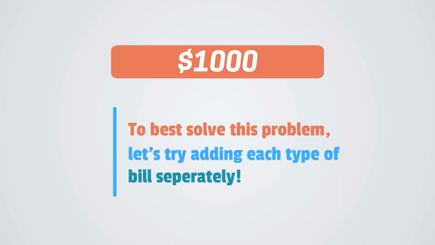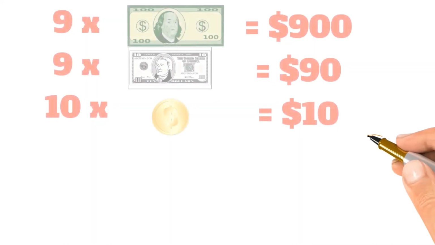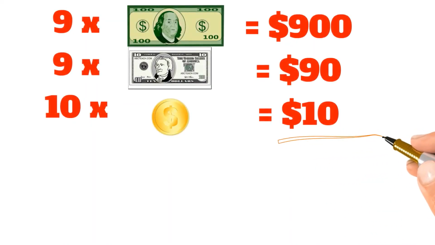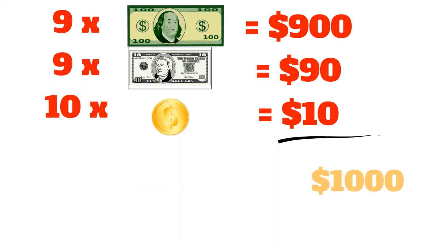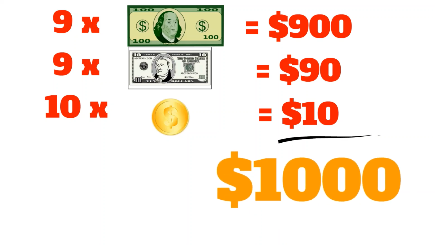He has a total of $1,000. To best solve this problem, let's try adding each type of bill separately. We have 9 $100 bills for a total of $900, 9 $10 bills for a total of $90, and 10 $1 coins for a total of $10. Now we add these three amounts, $900 plus $90 plus $10, to get our total of $1,000. That is our answer.